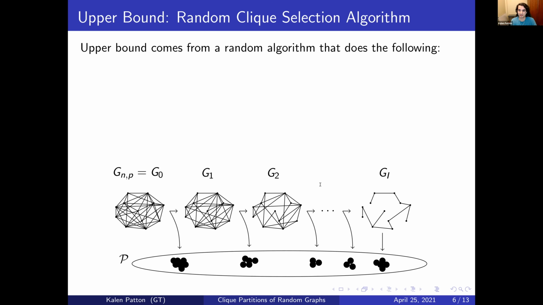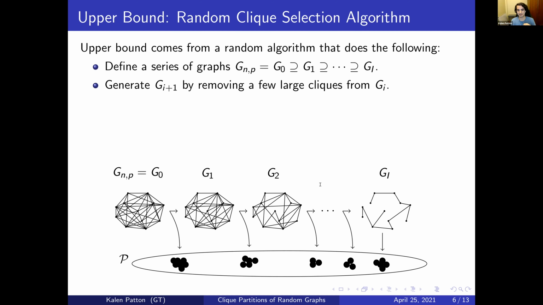The way our algorithm works, as I said before, is iteratively. We define a decreasing sequence of subgraphs starting with G(n,p). At each step, we select some large cliques from the graph G_i to remove. When I say remove, I mean removing the edges. The vertex set stays the same throughout. We select a few large cliques to remove, add these cliques to our clique partition, and the graph that we get after removing their edges becomes the next graph in our sequence.